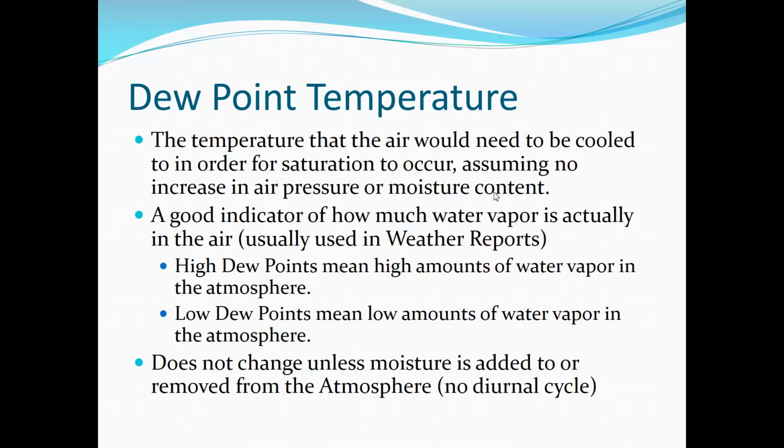But again, the dew point temperature does not change unless you add moisture to the atmosphere or remove moisture from the atmosphere. And this doesn't happen throughout the day. This isn't a diurnal cycle. A diurnal cycle is simply a cycle that changes throughout the day. This doesn't happen like that. The only thing that changes dew point temperature is advection of moisture. And that doesn't necessarily have a daily cycle to it.